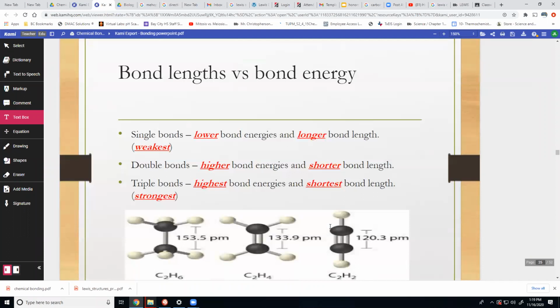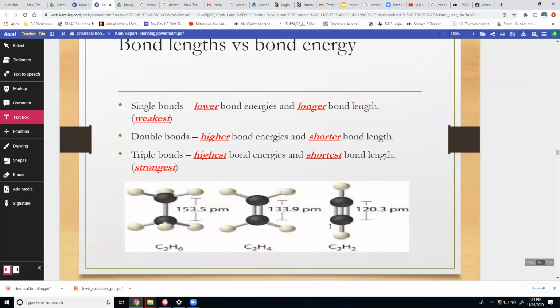All right. So bond length versus bond energy. I talked a little bit about this already. Single bonds are going to have your lowest bond energy, and they're going to be longer. And they are the weakest. Double bonds are kind of in the middle, and then your triple bonds are going to be your strongest and also the shortest. So they would have the highest bond energy.